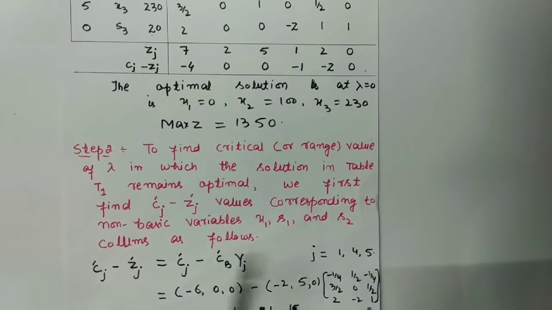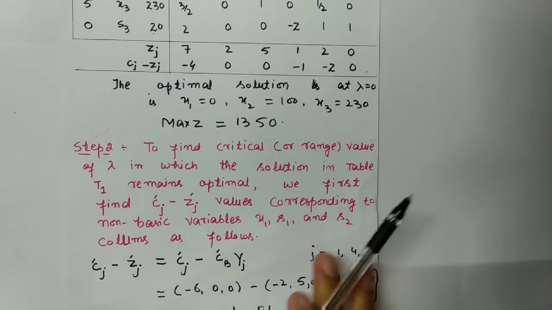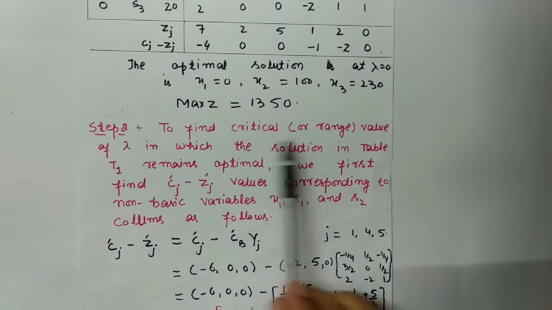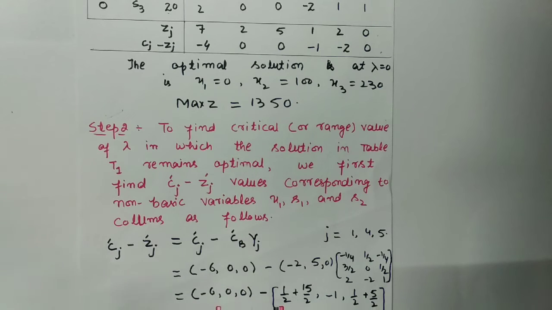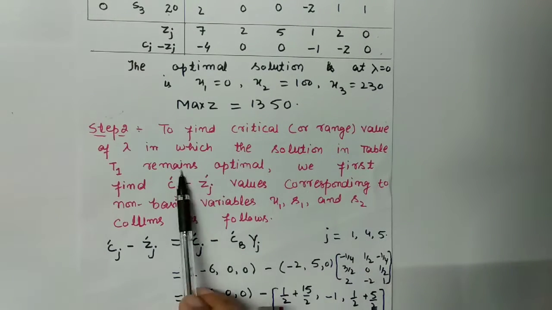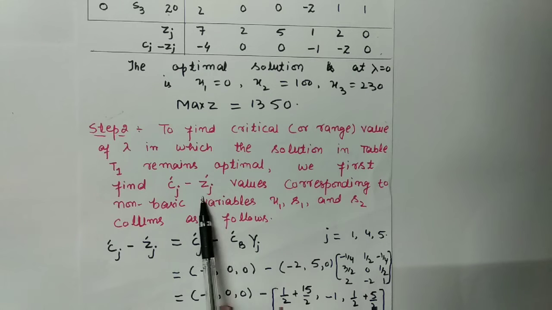Now we will proceed to the most important step, step number 2 of this question. This is the most important step of this question: to find the critical or range value of lambda. Now we have to find the critical or range value of lambda in which the solution in table 1 remains optimal. We first find C dash j minus Z dash j values.